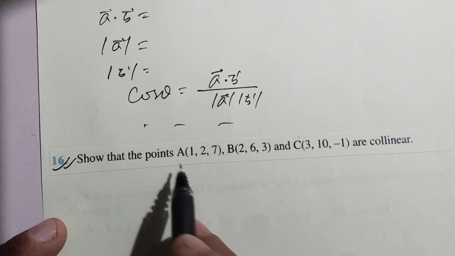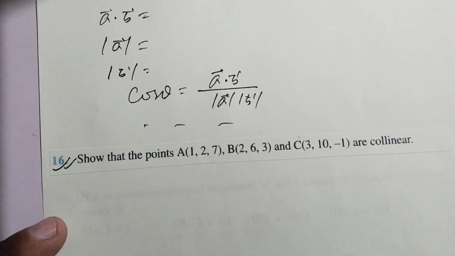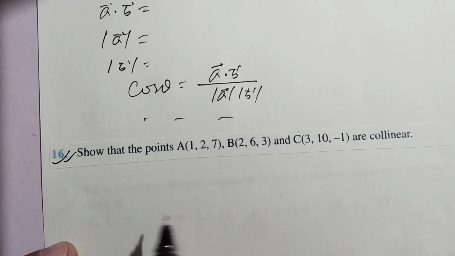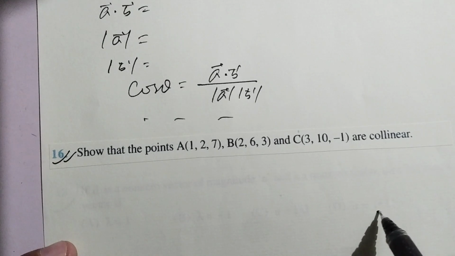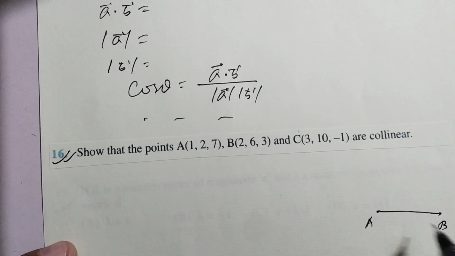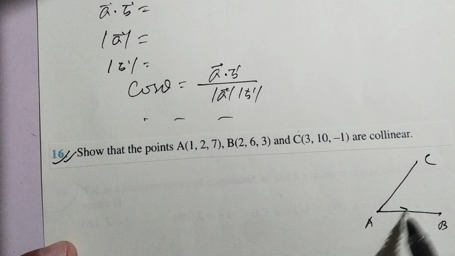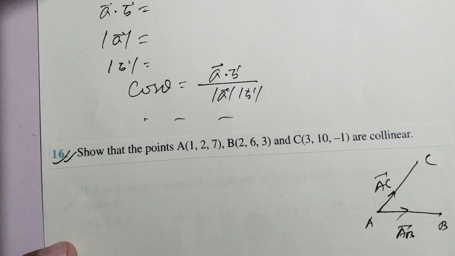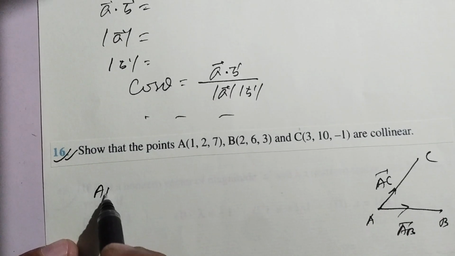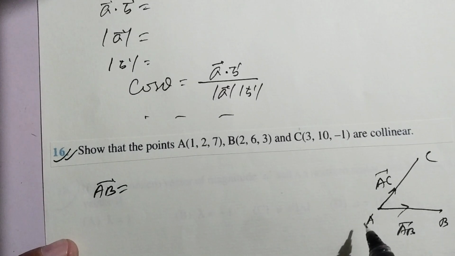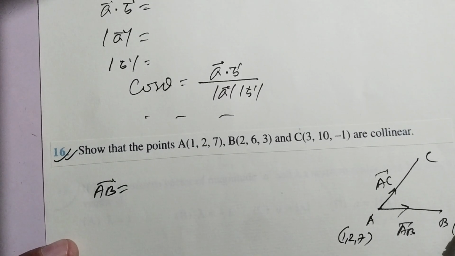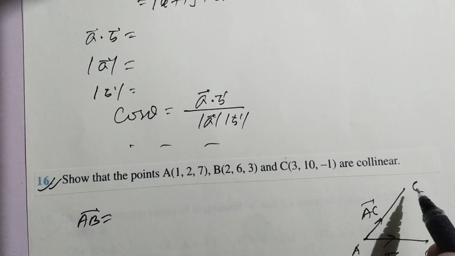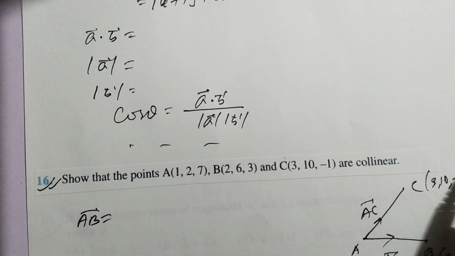Now question number 16, 3 points are given and you are asked to show that the points are collinear. So using vectors of 3 points, you can find like this: A to B, A to C. This one you find AB, and this one you find out AC. And collinear vectors will be a is equal to lambda into b. So first we will find out AB. I'll write the coordinates given: A is 1 2 7, B is 2 6 3, C is given 3 10 minus 1.